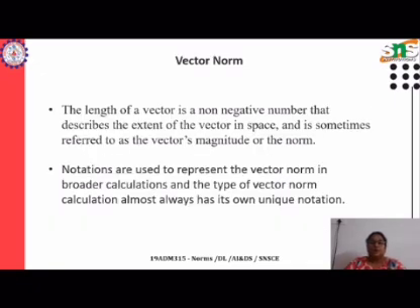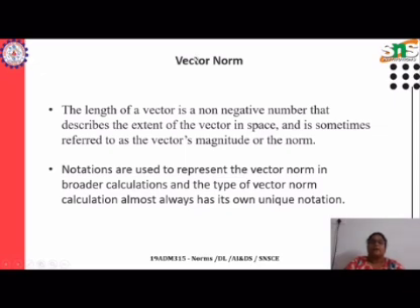Okay, so here you can call the norm a vector norm. It's a non-negative number which describes the vector in space. It describes the vector in space. Sometimes it is referred to as the magnitude of the norm. So when you calculate the magnitude of the norm, we say it is a vector norm.